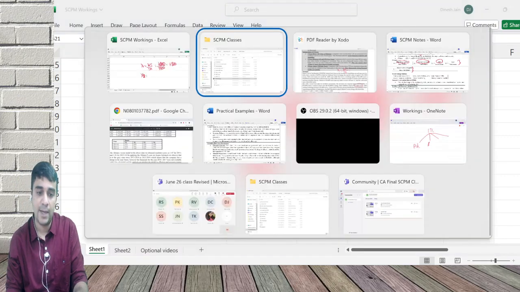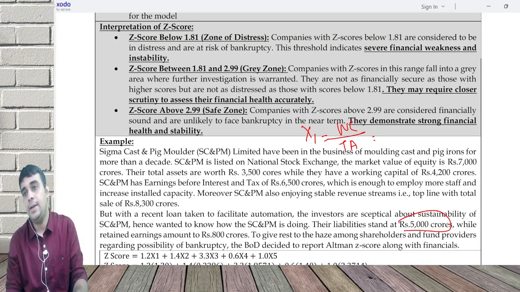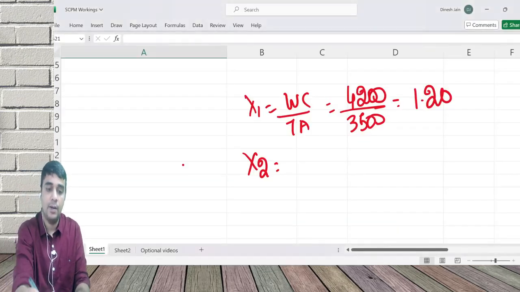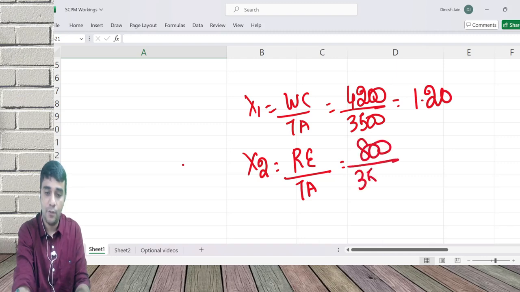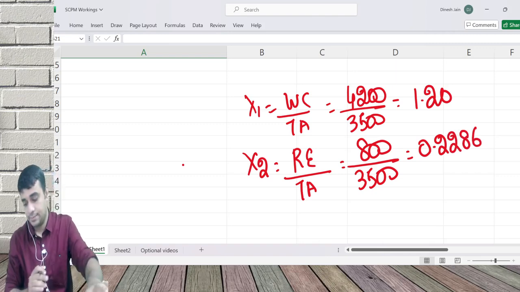What is the X2 formula? Is it retained earnings by total assets? Retained earnings by total asset. Retained earnings is how much? Total asset. Four decimal answer: 0.24, 2286.